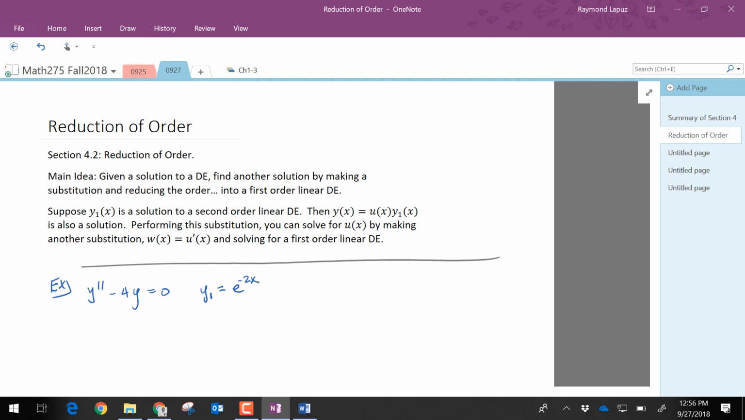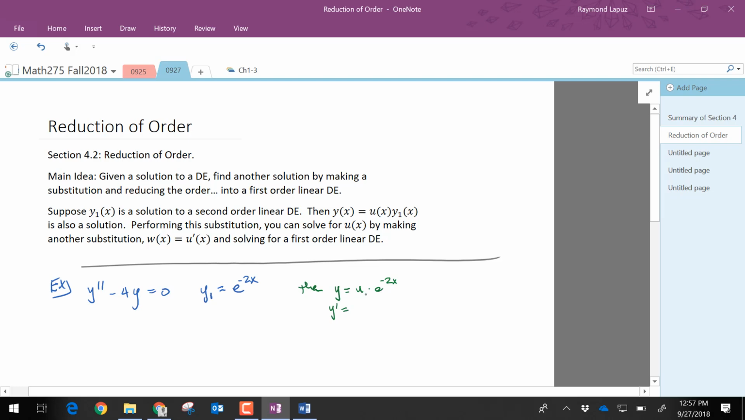So let's see. Our other solution should then be u times e to the minus 2x. So that's what y is equal to. And we need y prime, and y double prime, so we need to take a couple of derivatives here.